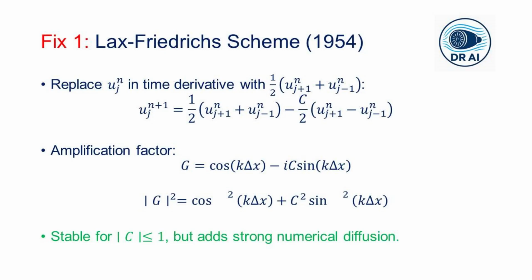So the modulus squared of this amplification factor would give us cos square k delta x plus c square sine square k delta x. So the stability would require that the modulus of this amplification factor be less than or equal to 1, obviously, which holds for the modulus of c always less than or equal to 1. So the Lax-Friedrichs is conditionally stable, but it introduces significant numerical diffusion, smearing sharp features.